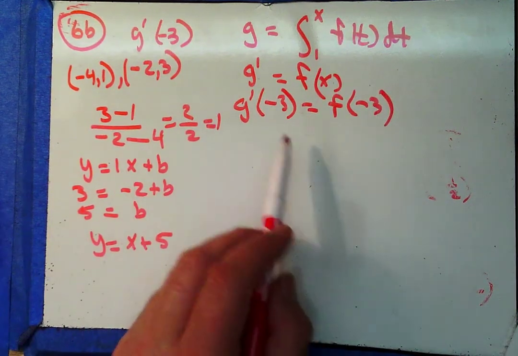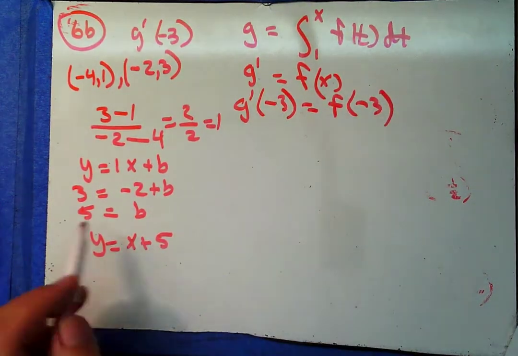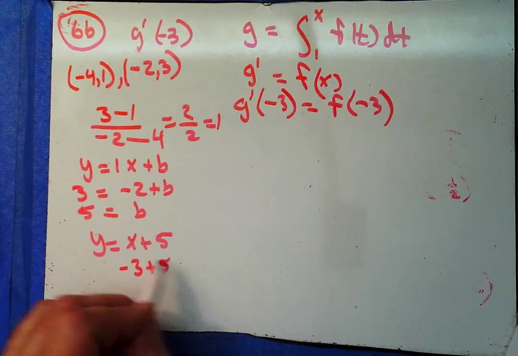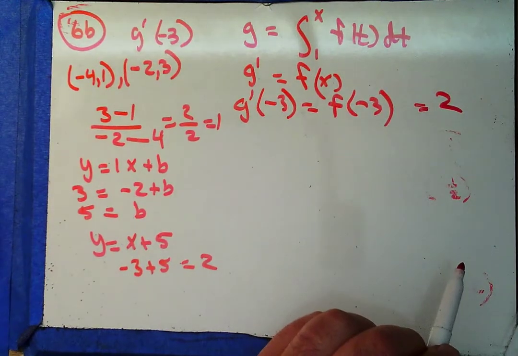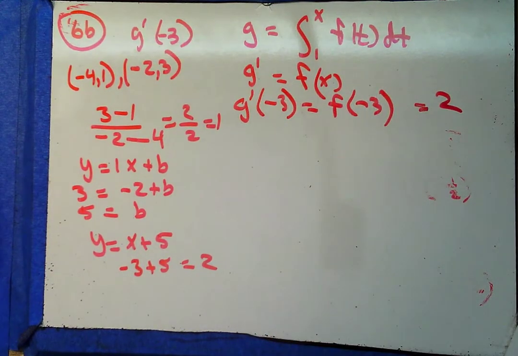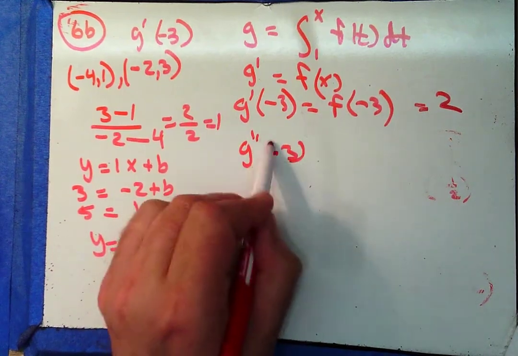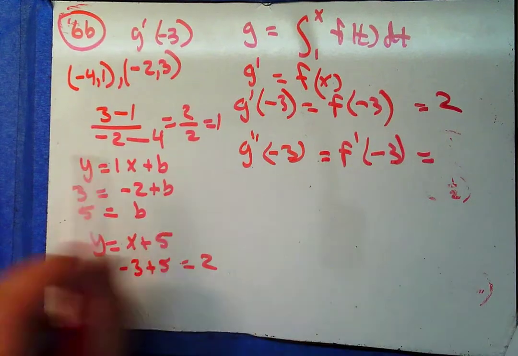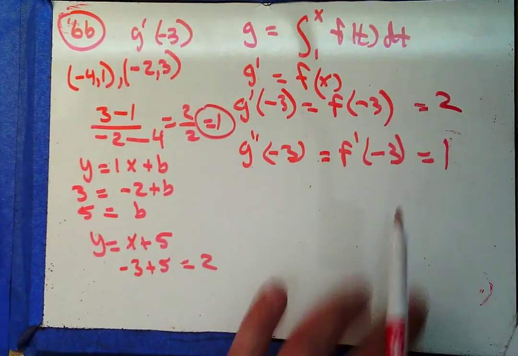The slope g prime of -3 is f of -3. Oh no, this is the f. And so -3 plus 5 equals 2. That was a lot of work. And then they want me to find g double prime. So g double prime of -3 is going to be f prime of -3, and we found f prime already, and that was equal to 1.